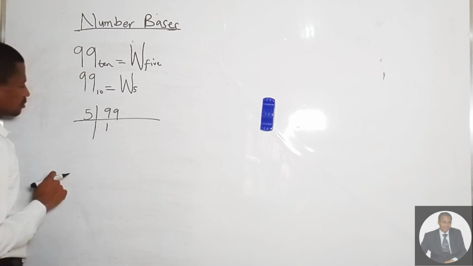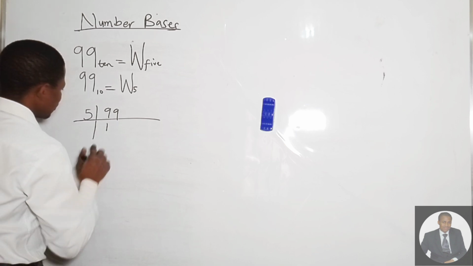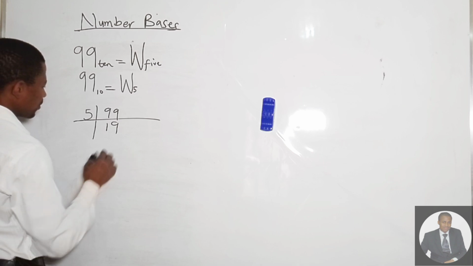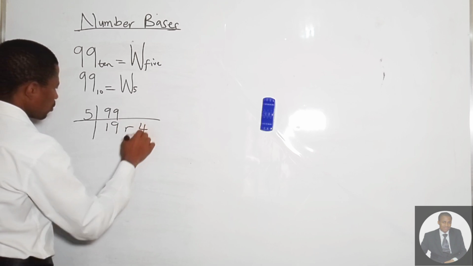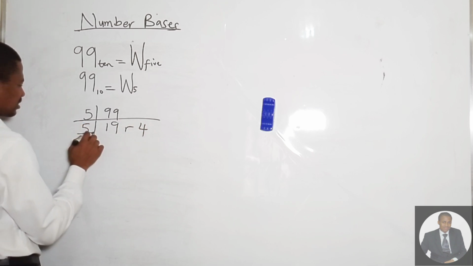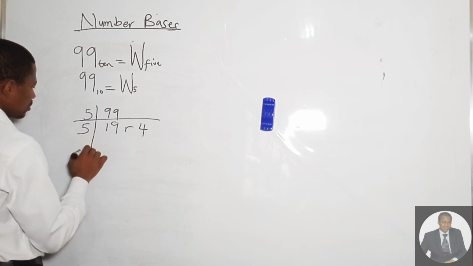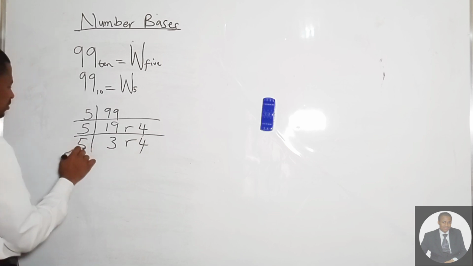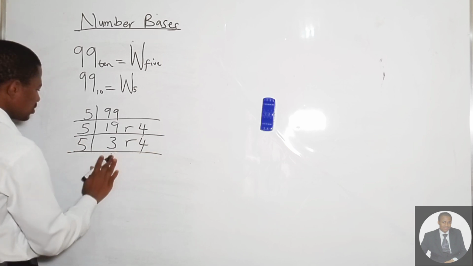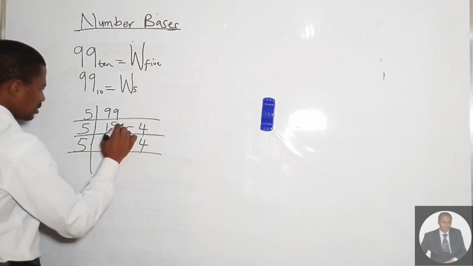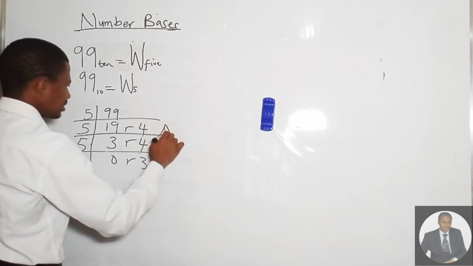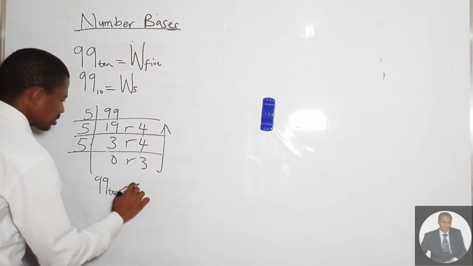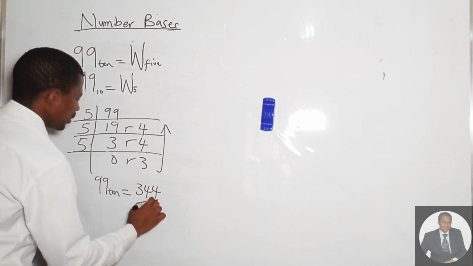In 49, how many do we have? We have 9. 5 times 9 is 45, so we still have 4 left. How many 5 is in 19? We have 3. That's 15, remain 4. How many 5 is in 3? 0, remain 3. So our answer will be 99 base 10 equals 344 base 5.